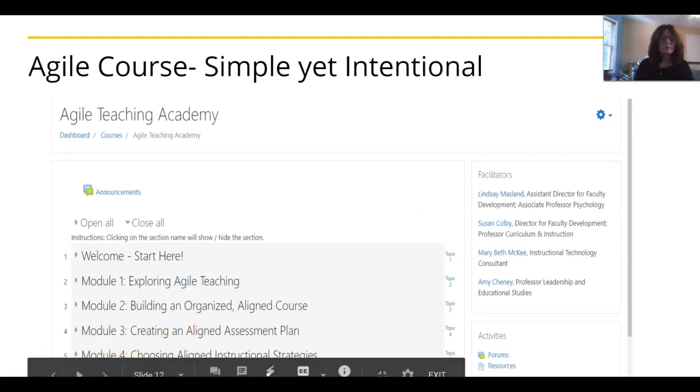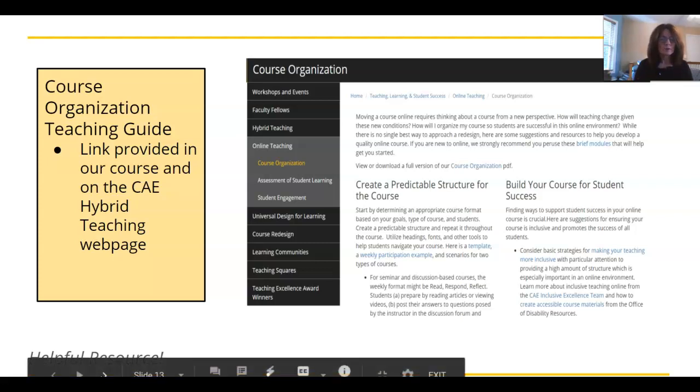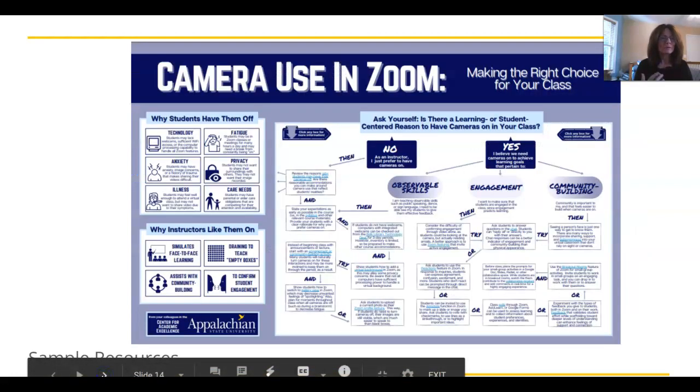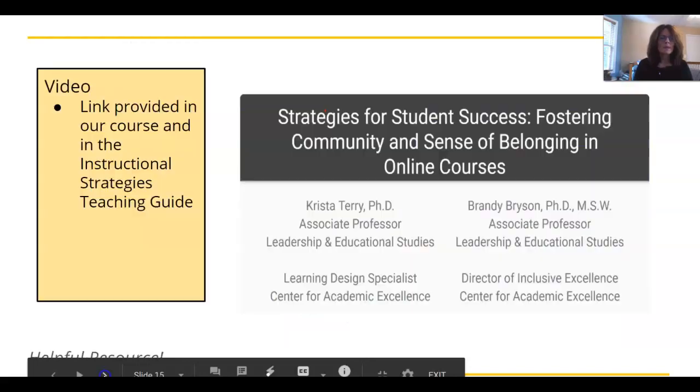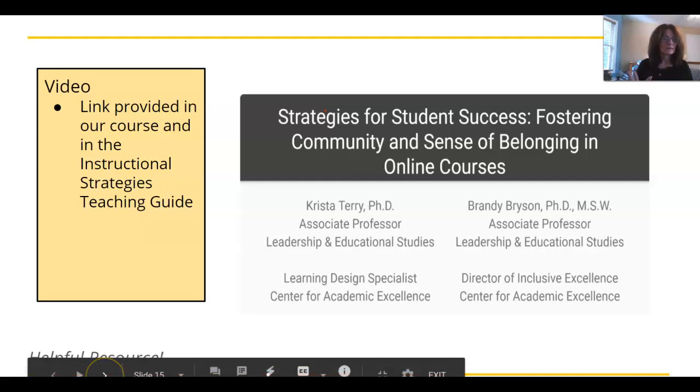Just really quickly, we've tried to keep this very simple yet very intentional, again, according to Backwards Design. You're going to find a lot of different types of resources that you can use in any given area, but just so you know, the CAE website has a course organization teaching guide that can help you get started in the first module with some really good information about whether or not you want to use a camera and some of the decisions you'll make as you go through. And there's also some videos that you're going to find on our CAE website. All of these are linked in, so you'll have information about how to find these later on.